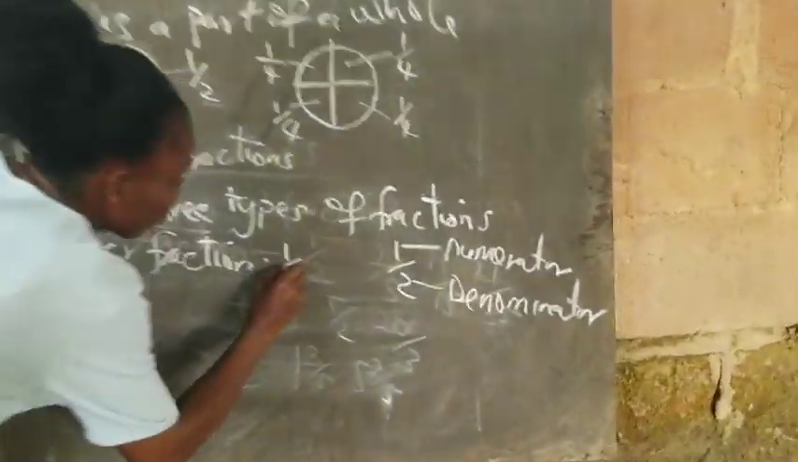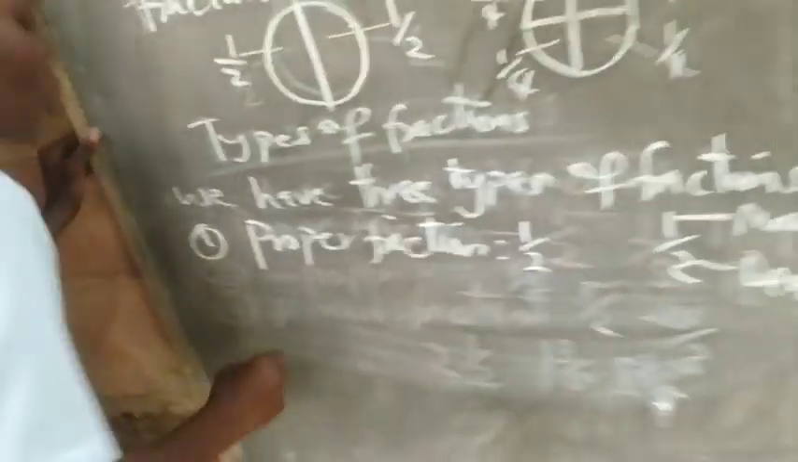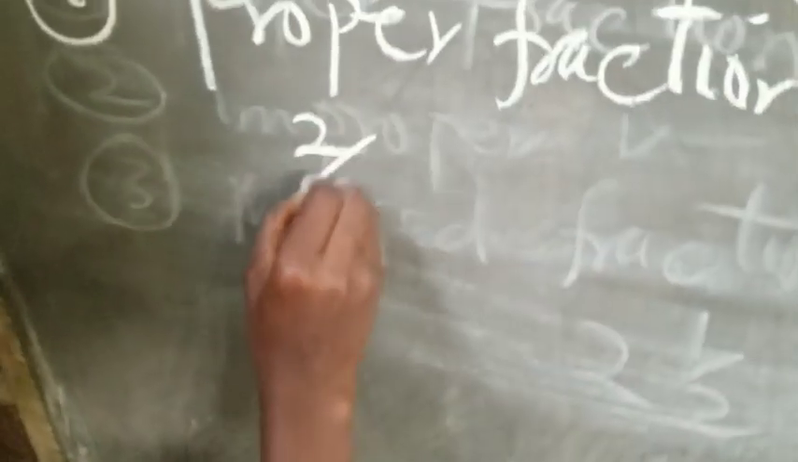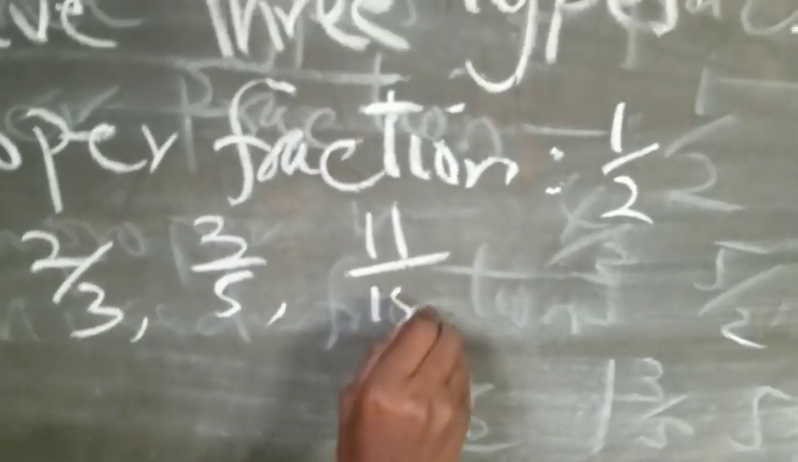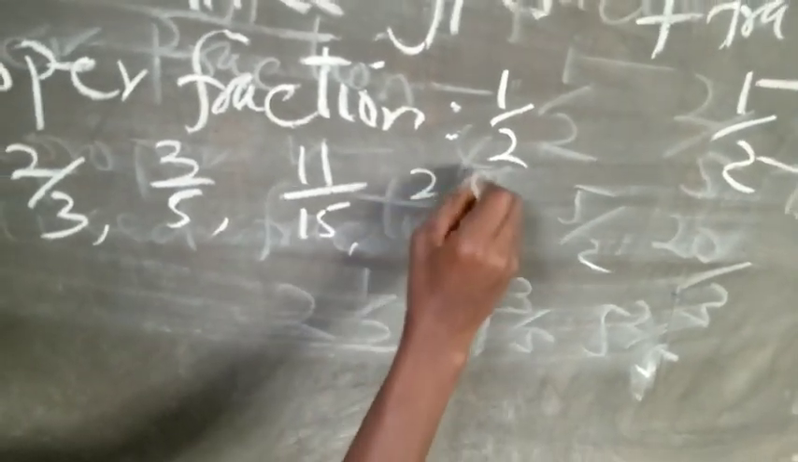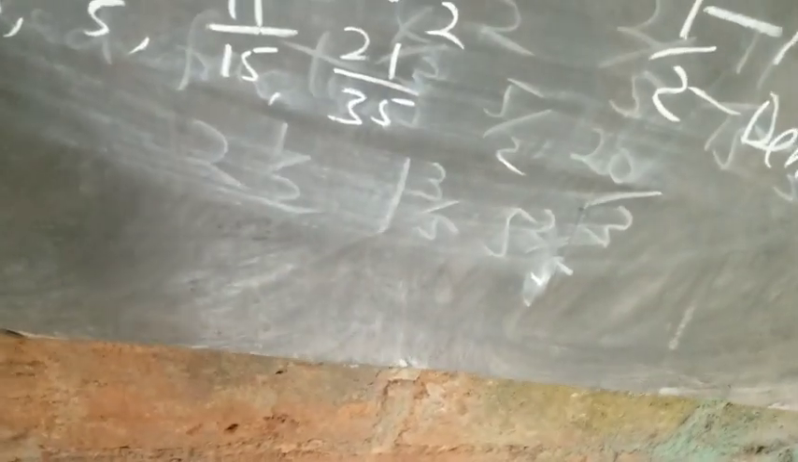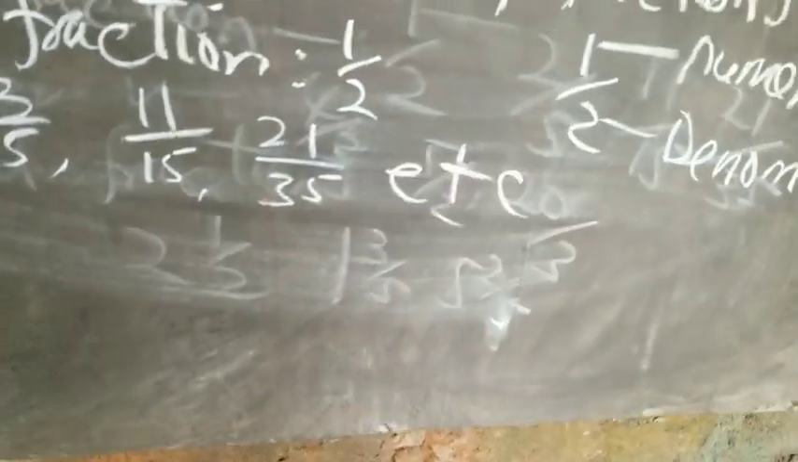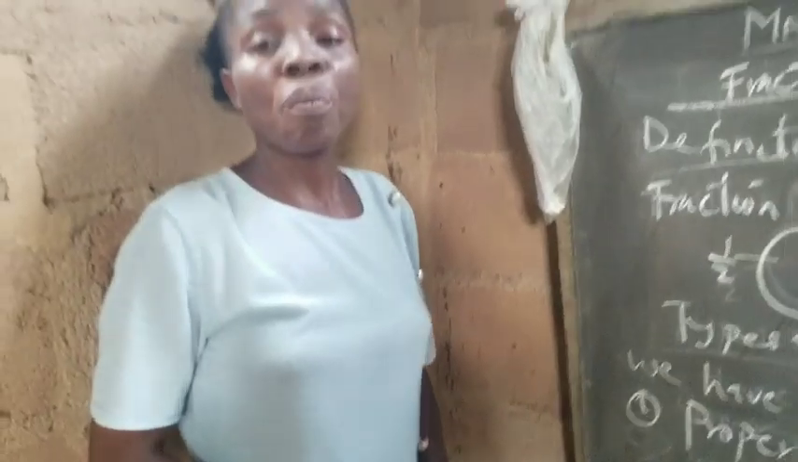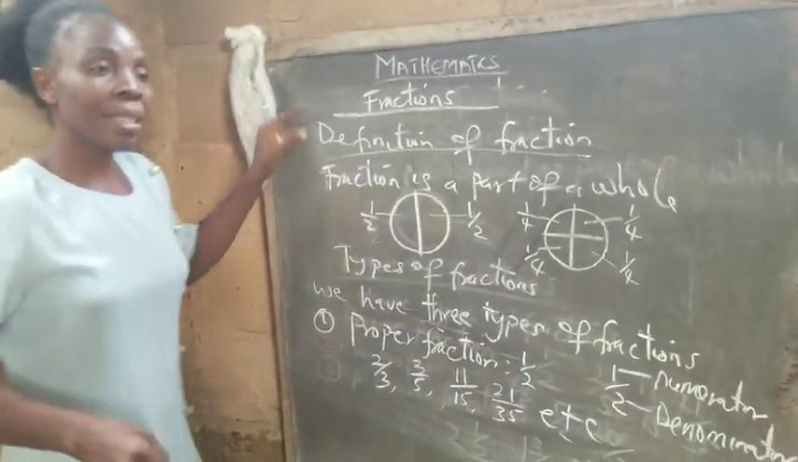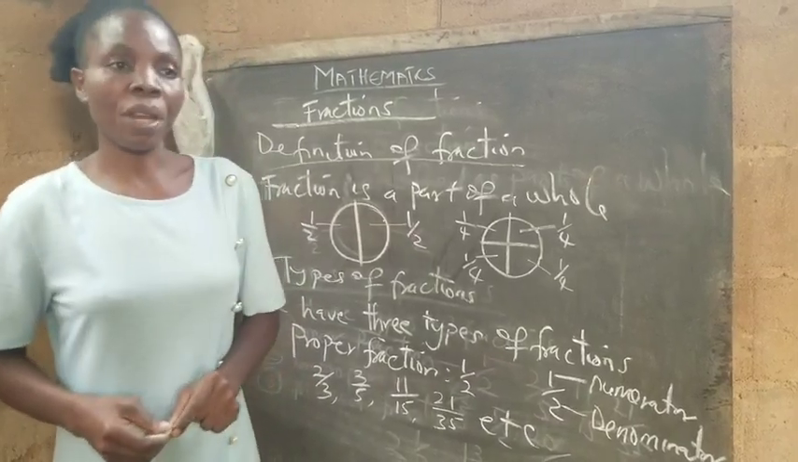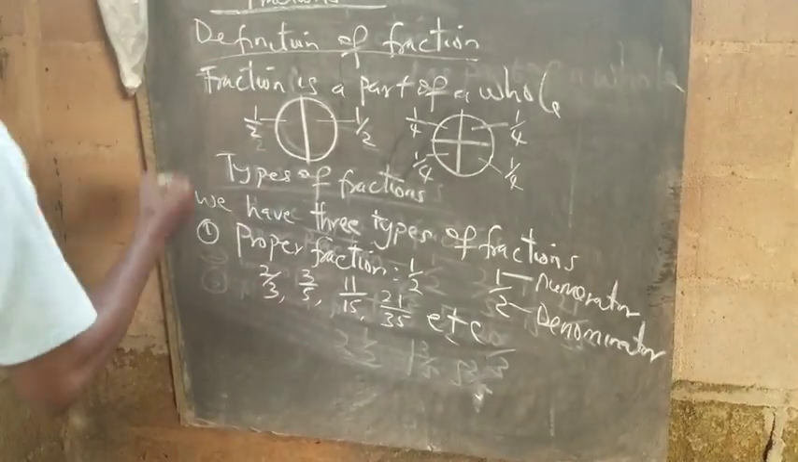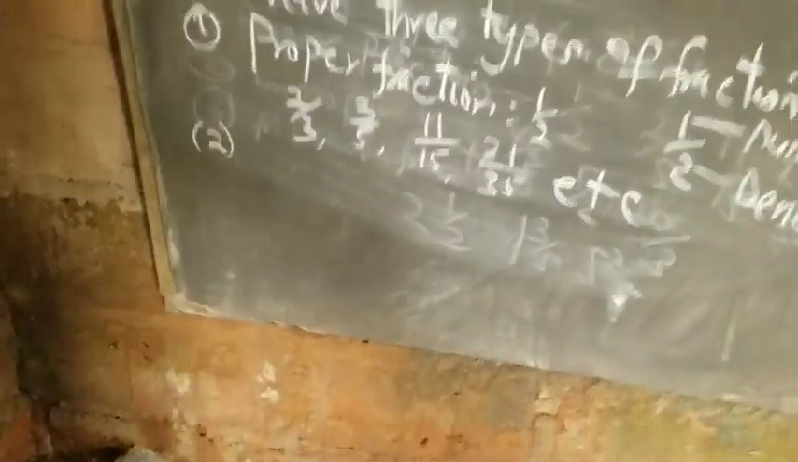Example, you have half, a proper fraction. You have 2/3, a proper fraction. 3/5, proper fraction. 11/15, proper fraction. 21/35, etc. These are examples of what? Proper fractions, because the numerator is less than the denominator. Now we move to the second type of fraction.